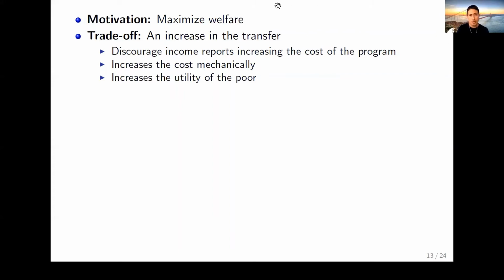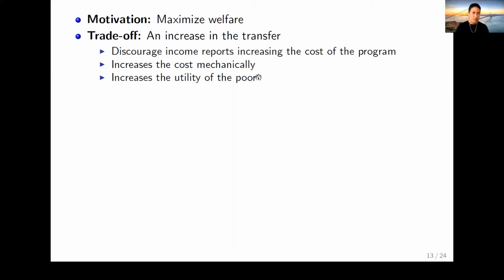The motivation for this policy is that we want to maximize welfare, right? And the best way to do that is giving money to poor people, because giving $1 to poor people, as you saw, increases their utility so much that it's going to be great for welfare. Now, the trade-off here is that increasing the transfer discourages income reports, increasing the cost of the program. So the idea is that if you give a lot of money to the poor, everyone is going to try to be a little bit poorer to get this money from the government, and this is going to increase even more the cost of the program because you're going to have more poor people in the program.